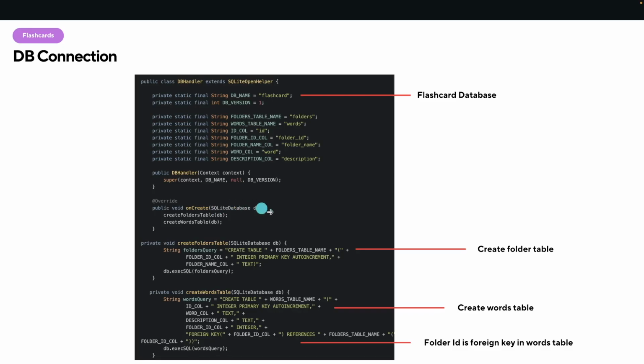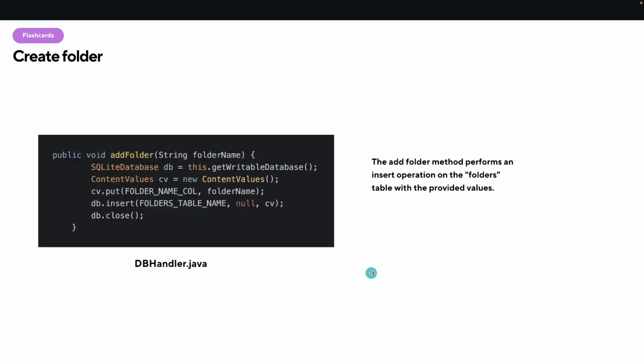As for the DB connection, the app is connected to SQLite database. In DB Handler, we have a method to create a DB named Flashcard and create tables named folders and words. And words table stores ID, word, the description, and it has a foreign key to the folder table. The folder table stores ID and folder name. And the create folder method in dbhandler.java, it performs an insert operation on the folders table with the provided values.